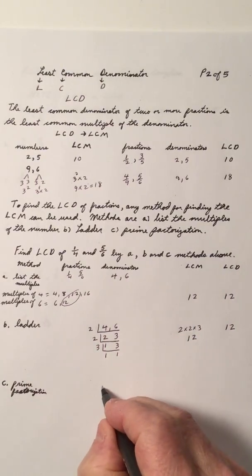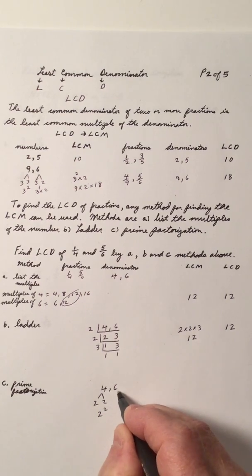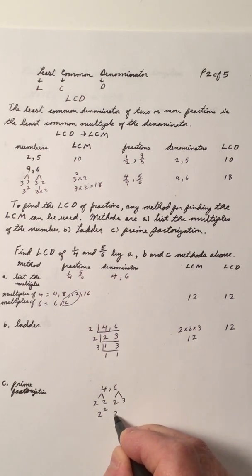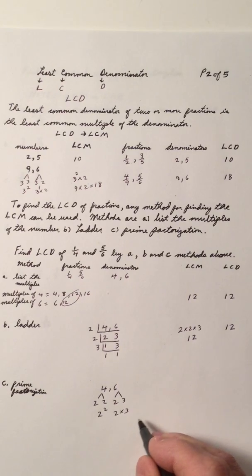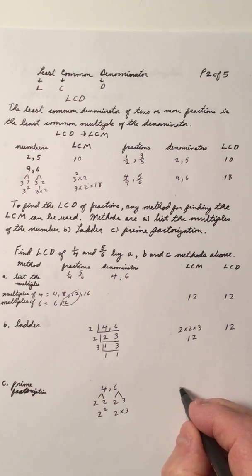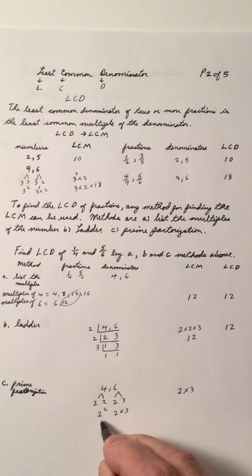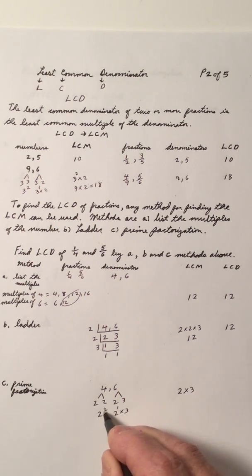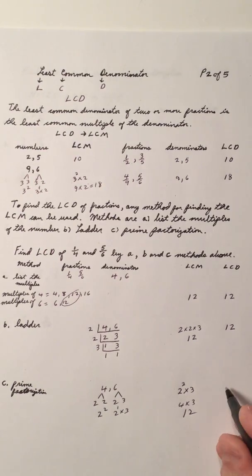Prime factorization for the denominators of 4 and 6. 4 we break down to 2 times 2, which is 2 squared. 6 is 2 times 3. The least common multiple is we write down each factor. We have a factor of 2 and 3. The largest exponent of the 2 is a 2. So you can see we have a 4 times 3, which again gives us the 12.